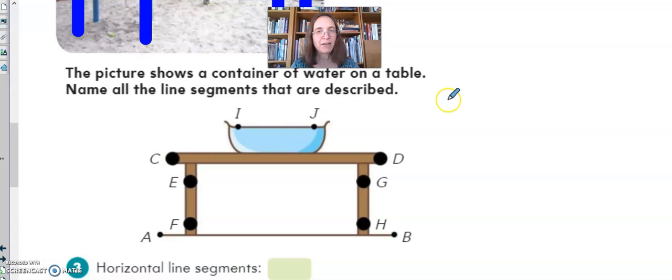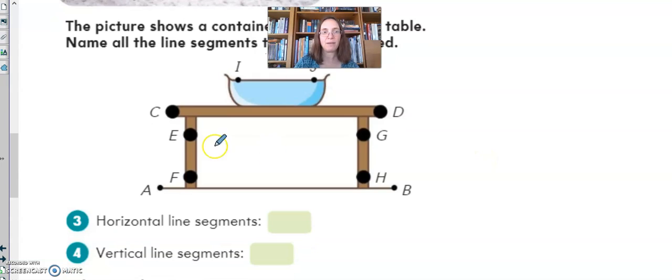This picture shows a container of water on a table. Name all the line segments that are described. So we're looking for horizontal line segments. And do you notice they're kind of forcing you to go right ahead and use that system for naming points and line segments that you learned earlier in the chapter. So let's see, what's horizontal here? Well, definitely AB. Wouldn't you remember? I make a line segment and I write AB underneath it. And then in my case, I go right up here to the top of my smartboard and get a thinner pen. Ooh, CD is horizontal, isn't it?